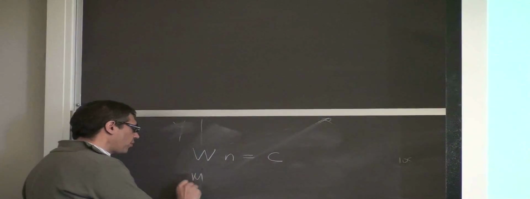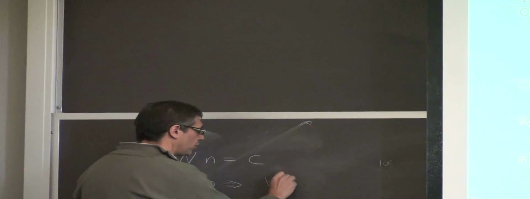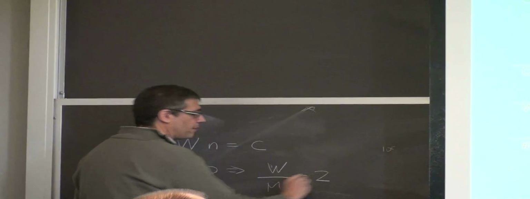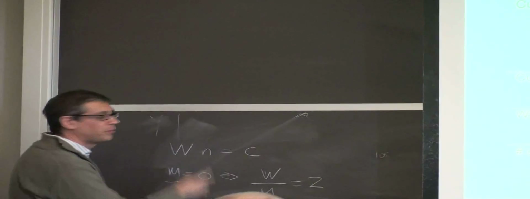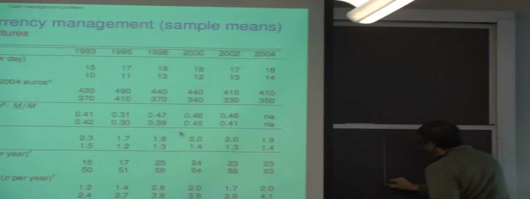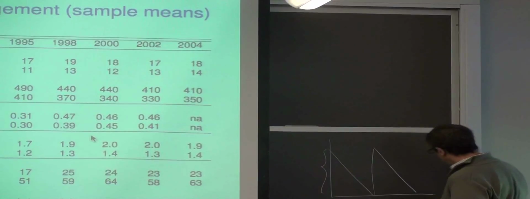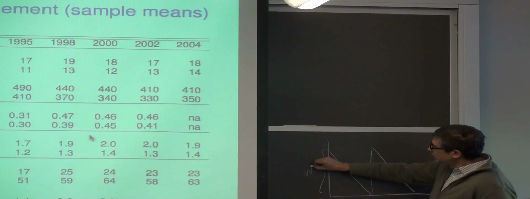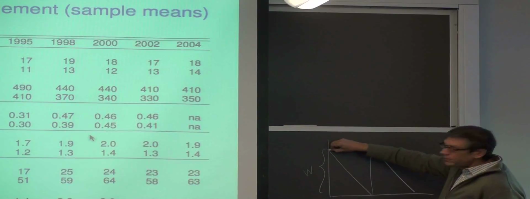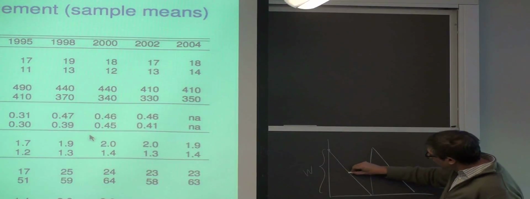Now, Baumol-Tobin has as a behavioral assumption, by making m lower bar equal to 0, that the average withdrawal is about twice the amount of money that you have. I don't know if you remember this picture with a tooth path. This is time. If you withdraw this much, this day you have W, this day you have 0. It's coming down at a linear rate, so on average you have half of W.